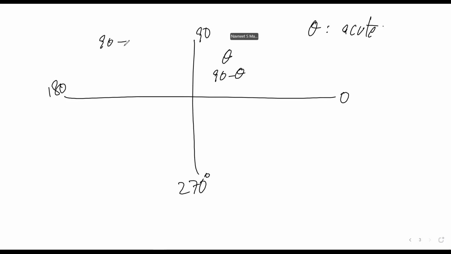Similarly, 90 plus theta would always be in the second quadrant. Are we clear till here? Similarly, 180 minus theta would always be in the second quadrant. Are we clear? Because again, if theta is 60 degrees, then 180 minus 60 is 120 degrees, which is in the second quadrant.